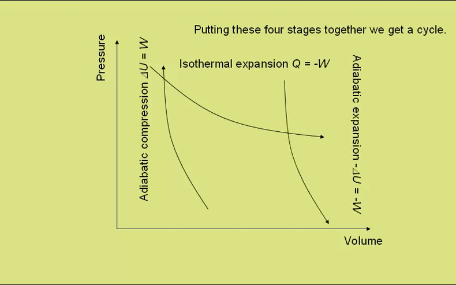Next, we have adiabatic expansion. Here, the drop in internal energy of the gas is equal to the work it does on the surroundings. It is now expanding, but with no hot source available. And finally, we have isothermal compression. Here, the heat energy supplied by the gas is equal to the work done on the gas. We're compressing the gas, but the cold sink is taking away the heat energy produced by the work being done on the gas.